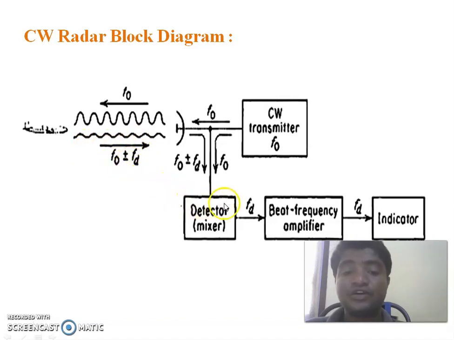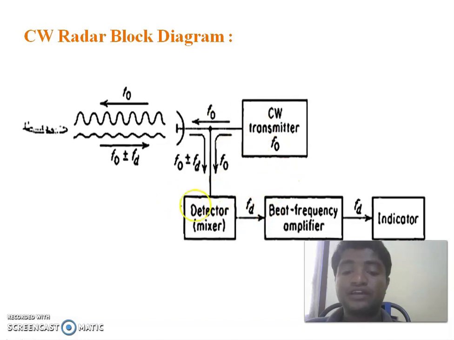And the next block is the mixer. The mixer has two inputs, one signal having a frequency of f0 and the other signal having a frequency of f0 plus or minus fd, and the mixer will generate a beat frequency fd. The fd is called a beat frequency or Doppler frequency shift.